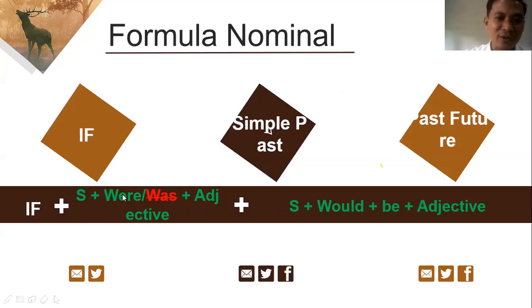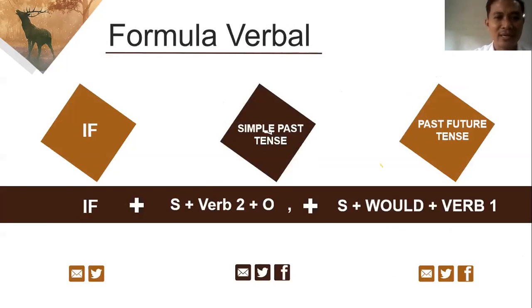We don't use a verb here. If it is nominal, we don't use a verb, but the verb is replaced by to be, were here. But here, after would it is connected with be and then followed by an adjective. Yes, you got it? Yeah, the difference is this one. So verb to, and then this is the verbal. Yeah, this is the difference.